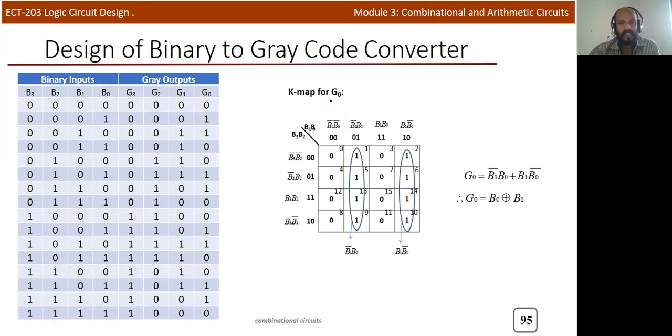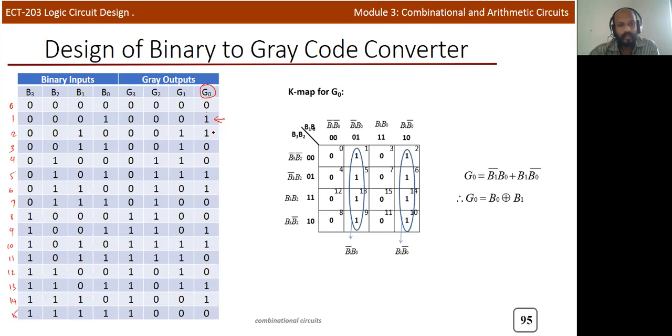Okay, here G0 is given. So we can think about G0. So we can see that G0 is 1 for these particular values. So if you write these as 0, 1, 2, 3, 4, 5, 6, 7, 8, 9, 10, 11, 12, 13, 14, 15.